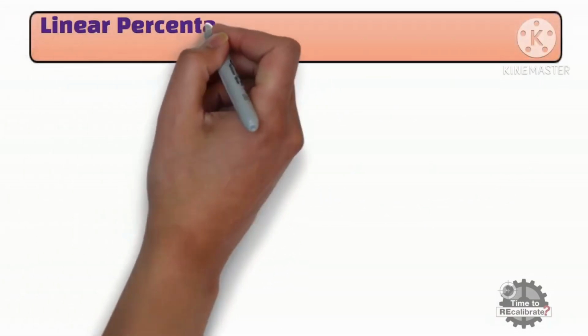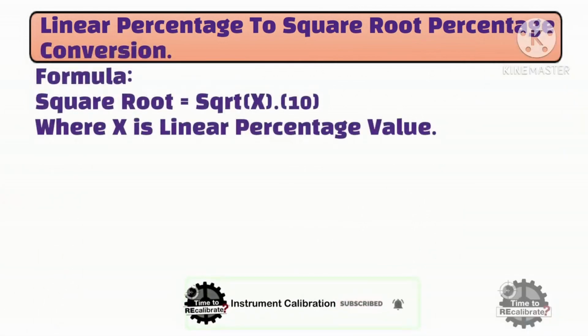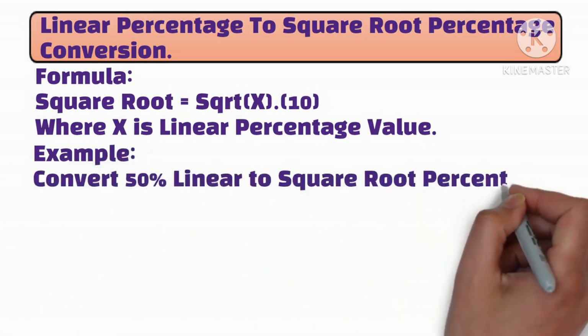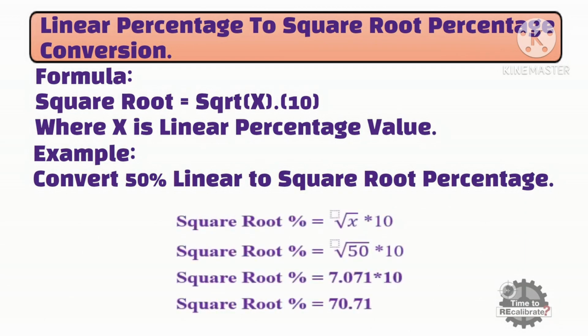Now, let's try to understand linear percentage to square root percentage conversion. This is a standard formula for linear percentage to square root percentage conversion. In this formula, x is linear percentage value. Let's take this example to understand this conversion. For example, convert 50% linear to square root percentage. So, we will put 50 in our formula. So, square root of 50 is 7.071, which is multiplied by 10. And it gives 70.71. It is simple math calculation. Now, let's go to next example.